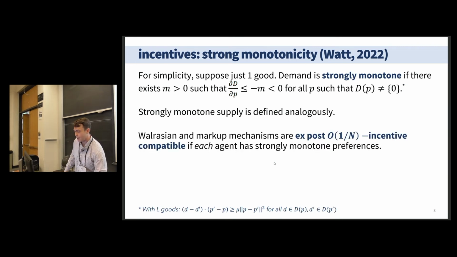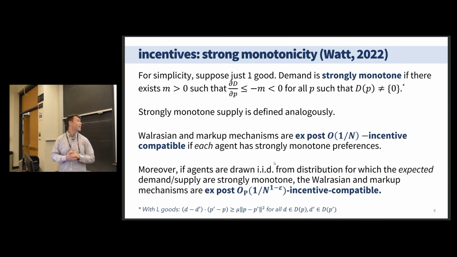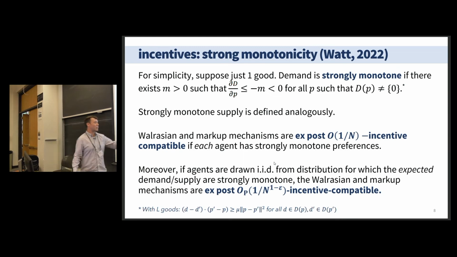It turns out, and I show this in another paper, that both the Walrasian mechanism and the markup mechanisms are ex post order 1 on n incentive compatible, exactly in the case where the demand function of each agent is strongly monotone. Now, this is a big assumption, but it also works just for expected demand. If the expected demand correspondence is strongly monotone, then we get this ex post incentive compatibility with high probability. I can refer you to my other paper on this, but the markup mechanism then has exactly the same incentive properties as the original Walrasian mechanism.